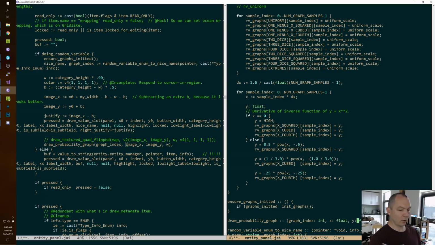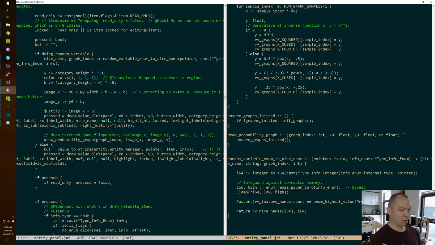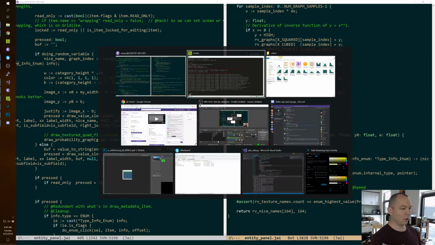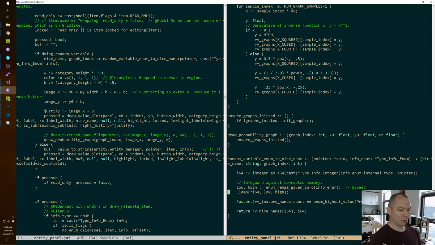Let's call these x0 and y0. And this is just not going to do anything yet. And let's make this ensure graphs are knitted down here. Whoops, RV texture names. I deleted the wrong one. This is RV nice names.